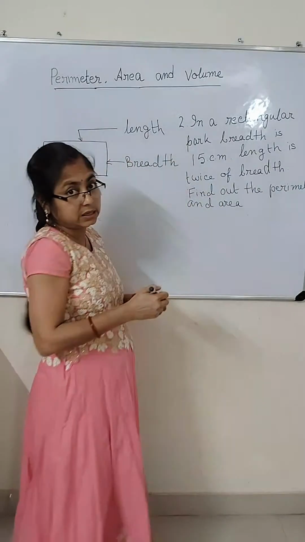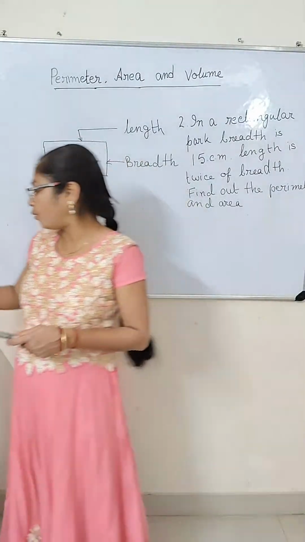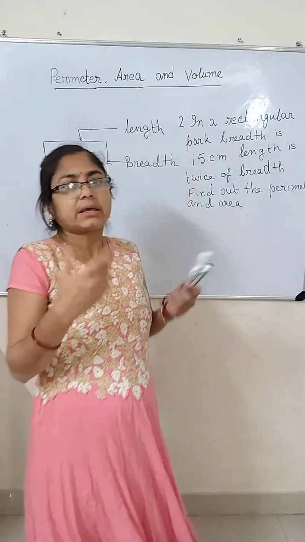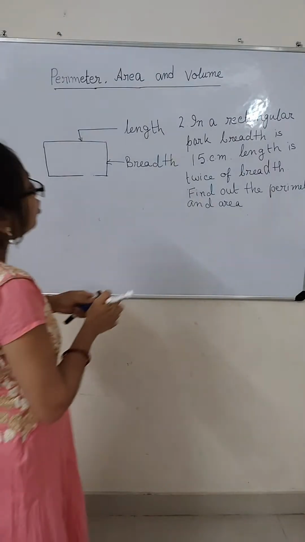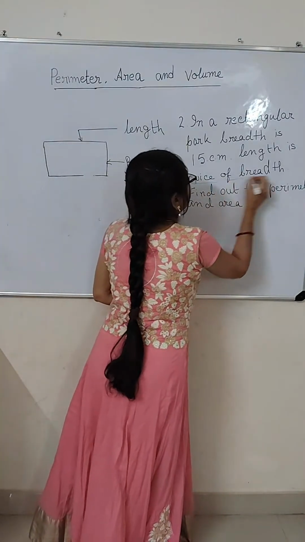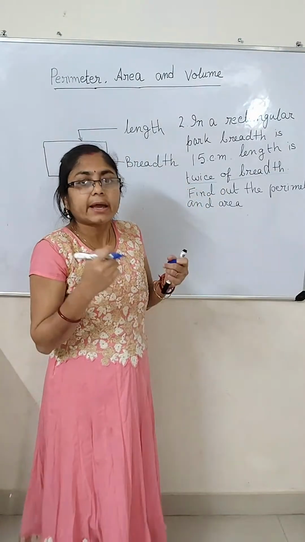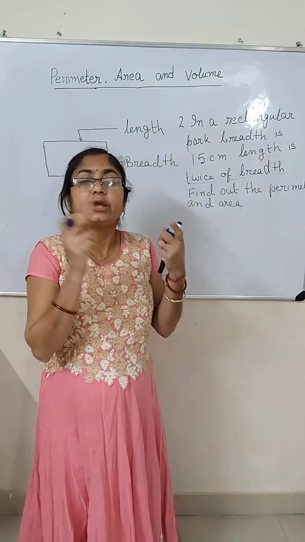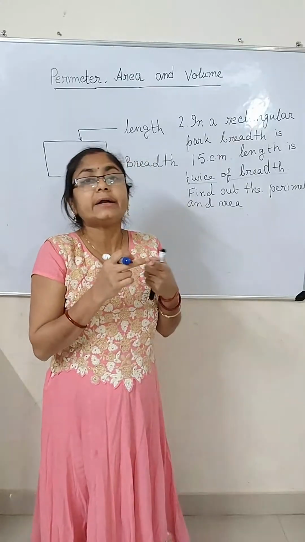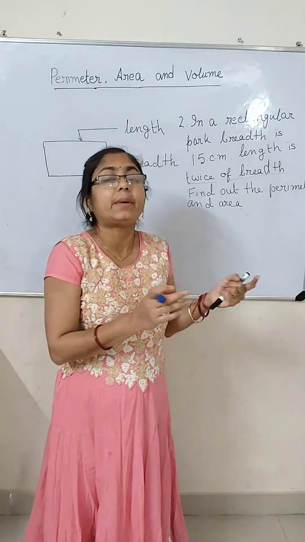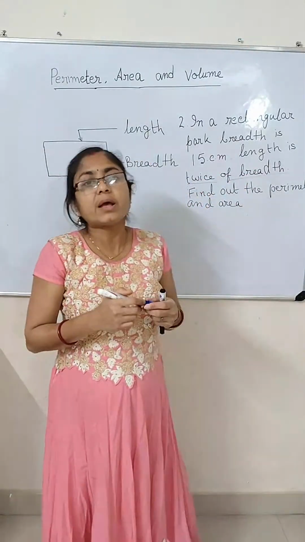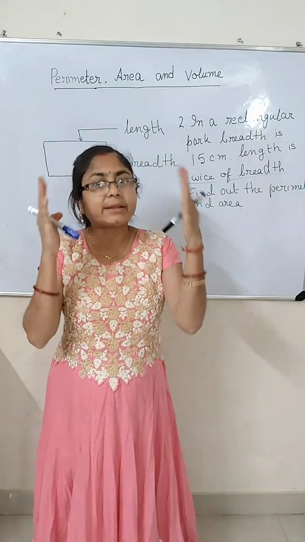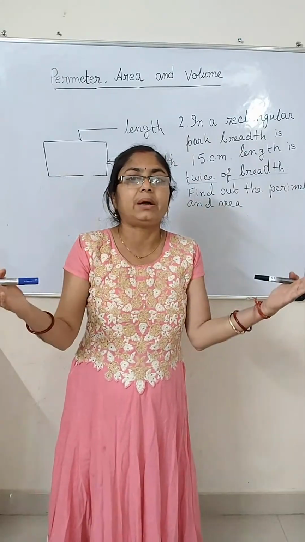Now, I first tell what are the keywords of my maths. Twice of breadth. Check this. I'm not telling any value of the length. I tell only the value of the breadth. But one more keyword I give: this is the twice of the breadth. Twice of the breadth means the length will be double the breadth.